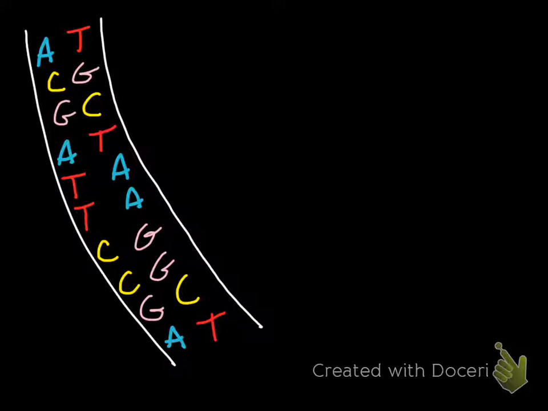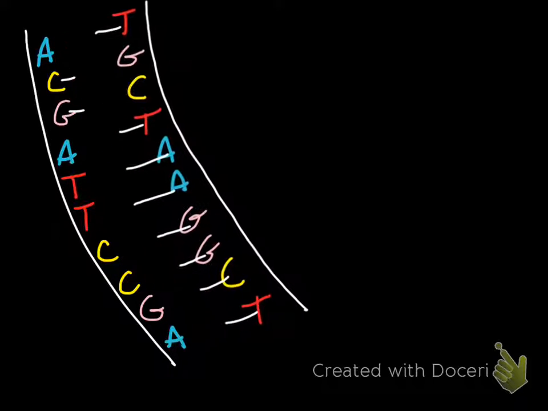We're going to take this strand of DNA, and remember, this is like a ladder. It's like this long ladder. And we're going to take a chainsaw to that ladder, and we're going to unzip it.